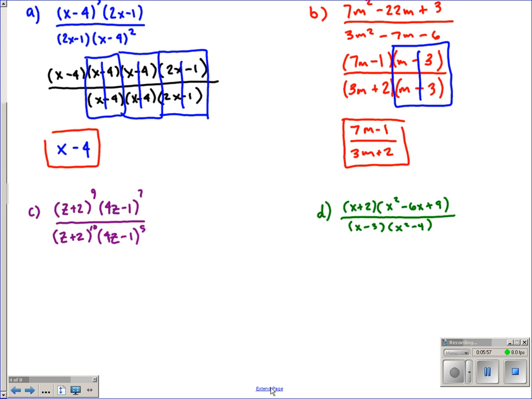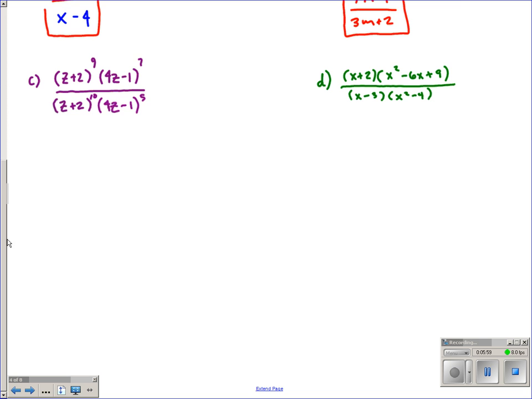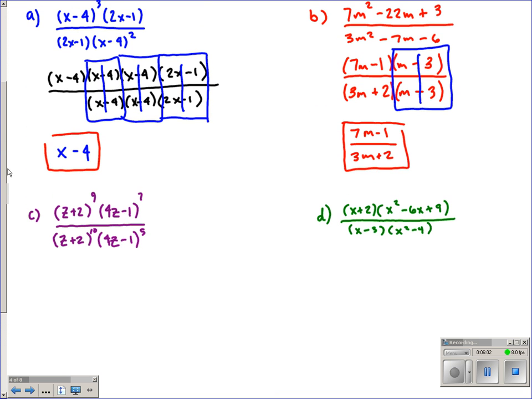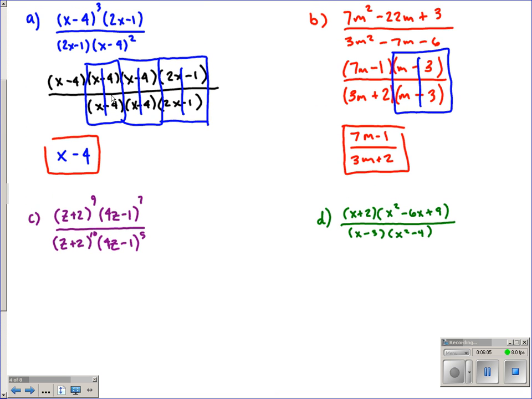Now in problem C, similar to problem A, but we have a lot more quantities if we're going to write them out, and this is why we're not going to. I have the quantity of z plus 2 raised to the 9th power, so it shows up as a factor 9 times. We have the quantity of 4z minus 1 showing up as a factor 7 times, over z plus 2, once again, now it's a factor 10 times, and 4z minus 1 again showing up as a factor 5 times. So our first thing we'll look at is z plus 2.